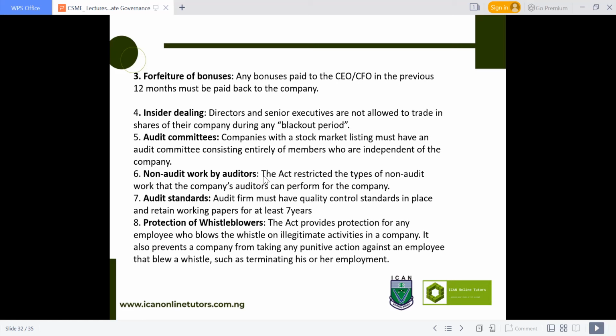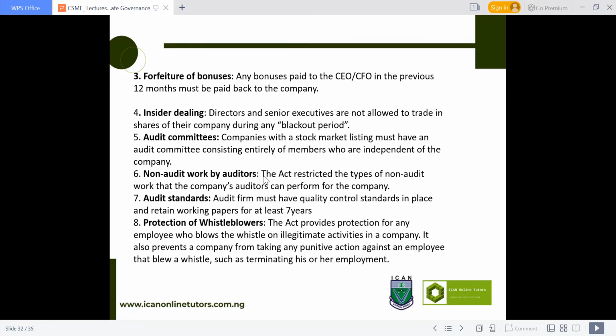Audit standards and audit frameworks have a quality control standard in place, and you retain working papers for 7 years. But in ISA, the International Standard on Auditing, it is 5 years. In Sarbanes-Oxley, which is rule-based, the working paper, you must retain it for 7 years. Protection of whistleblowers is also very, very important.